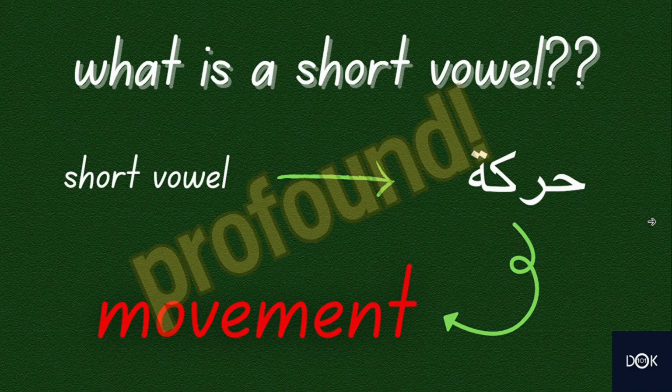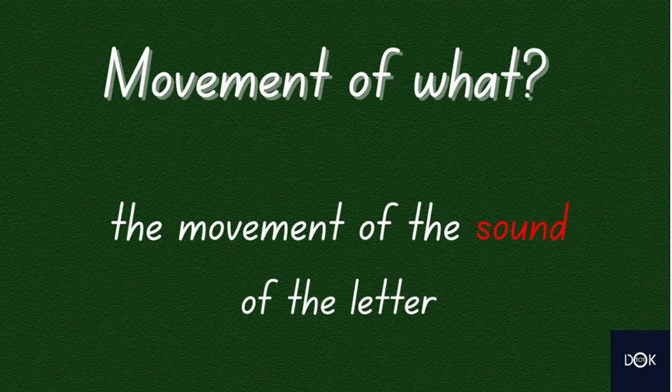An interesting fact about the Arabic language is that no word is named for the sake of it. Every word has a meaning behind its name. Let's explore why vowels are called haraka, which means movement. This term is significant because these vowels are responsible for giving movement to the sound of the letters. So, what they do is they give life to the letters, transforming their sounds. So, the movement is happening in the sound of the letter.